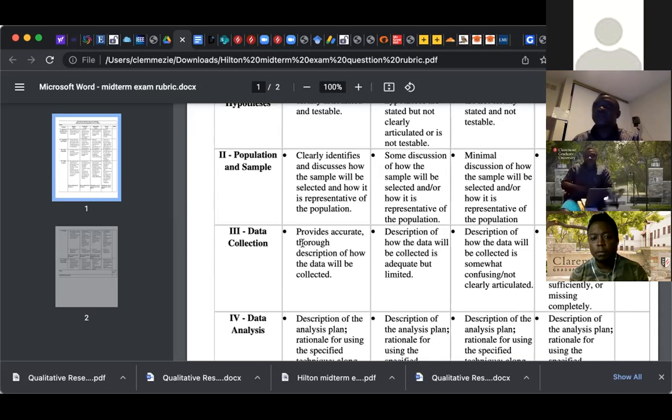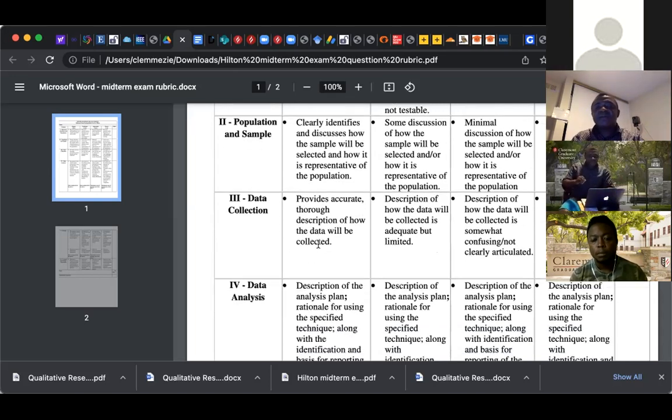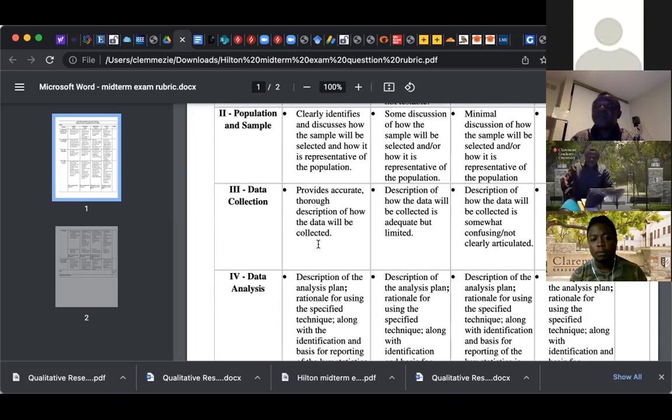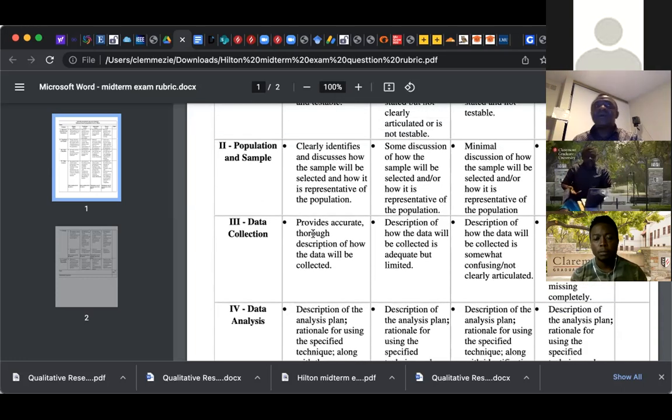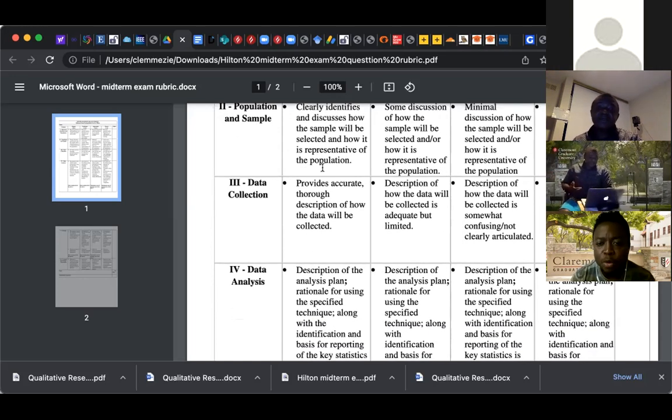Sometimes we have a lot of software that helps to decide which sample is good. But in a qual exam, usually you say, based on my design, I have to choose a representative sample. Remember what I told you about the qual exam: they need you to prove that you know what you are going to do. So you have to mention that you are going to use a representative sample, and how you are going to collect the data, using maybe internet-based surveys, where you send out emails, whatever way you're going to share the survey to get the data. Provide an accurate and thorough description of how the data will be collected.